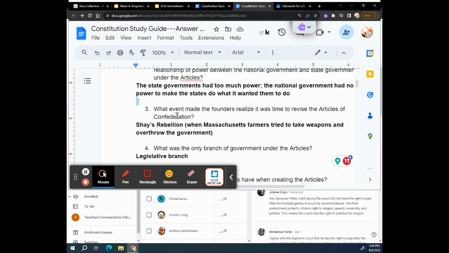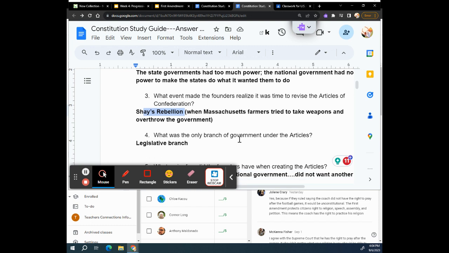The event that made the founders realize it was time to revise the Articles: on your tests, you don't have to know these details. I just need you to know that it's Shays' Rebellion. So that's that oh-crap-hit-the-fan moment. Shays' Rebellion, when farmers tried to overtake the government, was the moment where our founders realized, okay, it might be time to change our Constitution. And we ended up getting rid of the Articles.